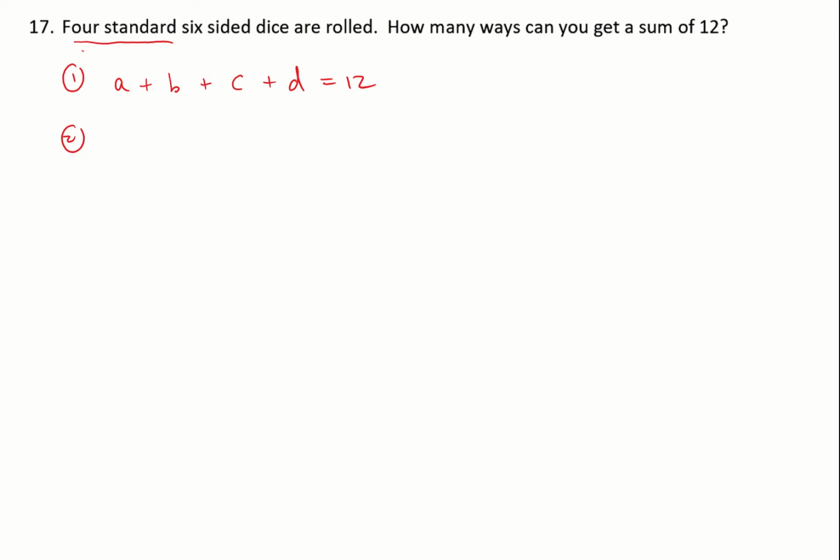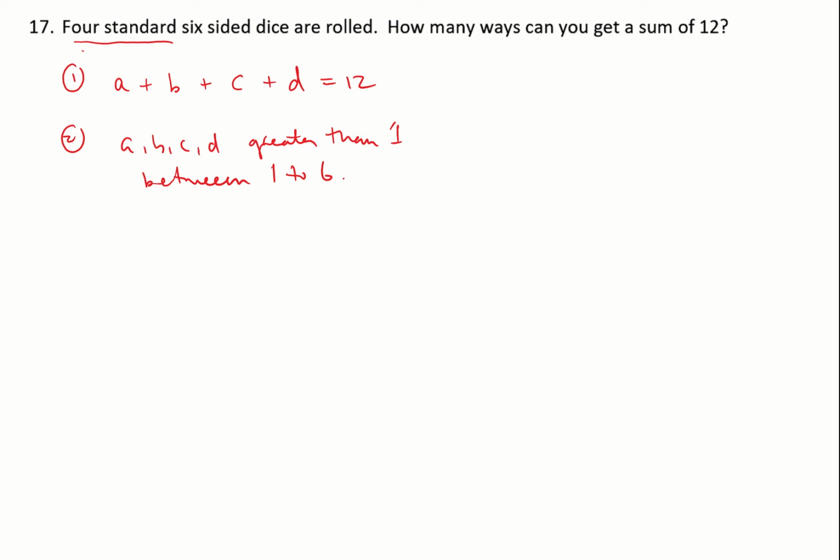Number two is that all the values of A, B, C, D must be between 1 to 6. So A, B, C, D must all be greater than or equal to 1, okay, or basically between 1 to 6. So first of all, then they can't be 0.